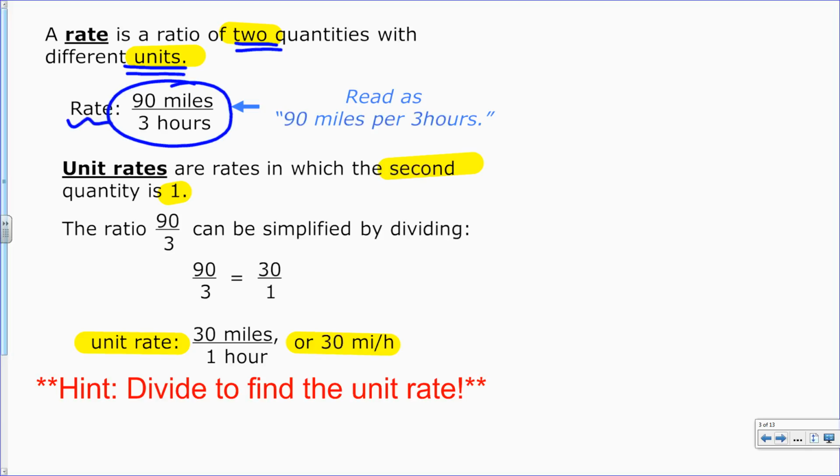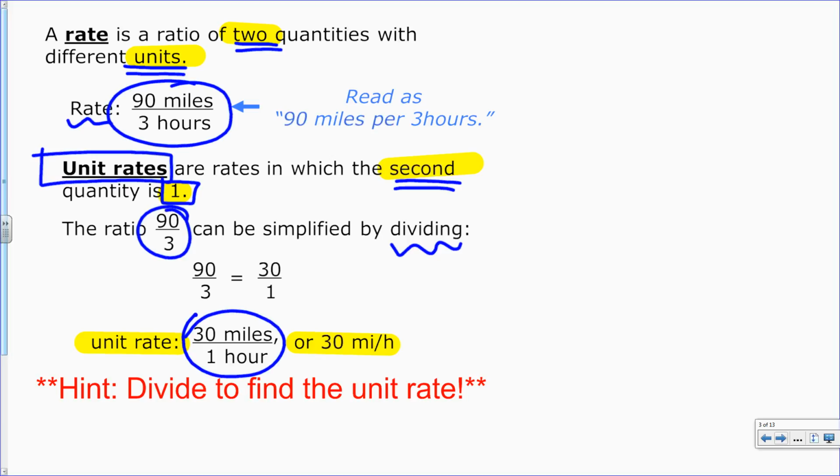Now, usually we're more comfortable dealing with things in what we call unit rates. And a unit rate is a rate in which the second number, the second quantity, is 1. So instead of having 90 over 3, we would go ahead and divide that to make the bottom be 1. So we divide each of them by 3, and it would become 30 miles per hour. So my unit rate is 30 miles over 1 hour, and we usually say that 30 miles per hour, and we could even write that 30 mph for miles per hour.